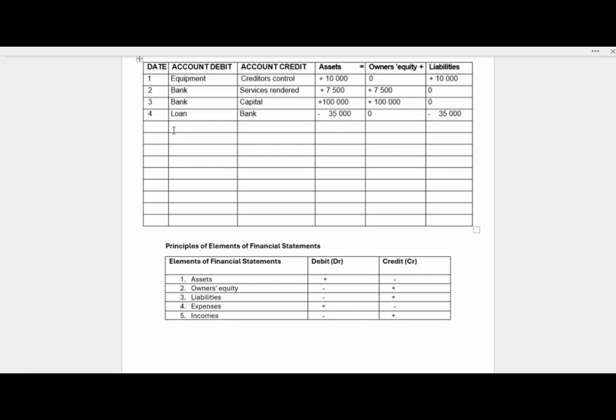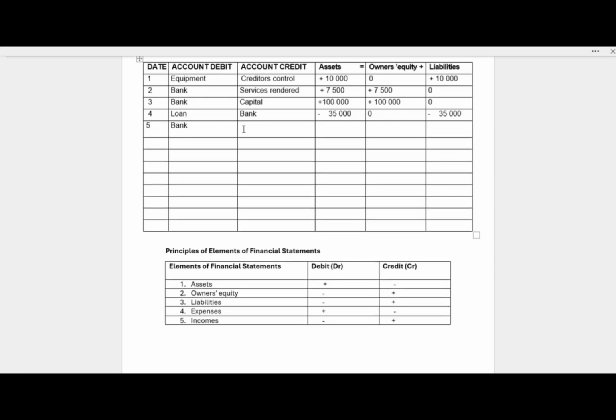Okay, and then here, when we record transaction number 5, the two accounts affected right there are bank and debtors. These two are assets, both of them. The one asset is increasing, the other asset is decreasing. What is it that is increasing here? It is our bank, because we are receiving money, and whenever an asset increases we debit. So we're going to say bank, and then the other asset is decreasing, which is debtors control.